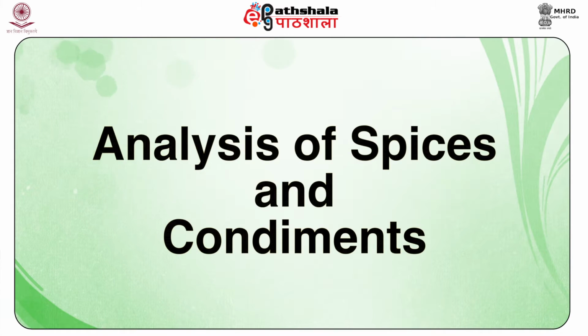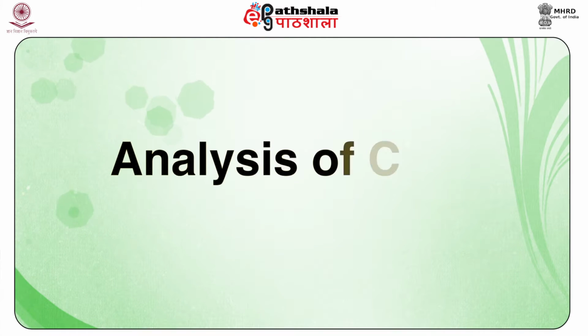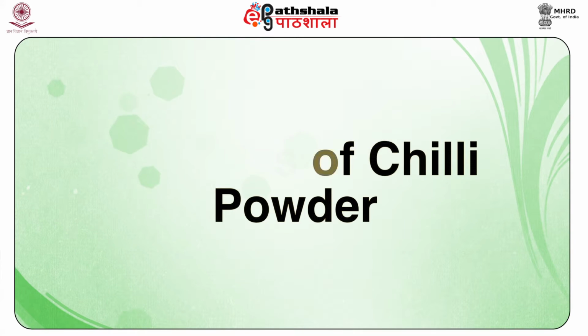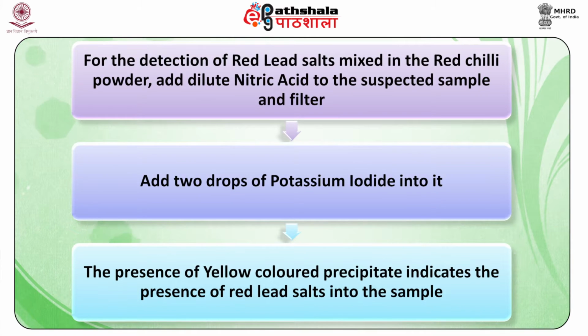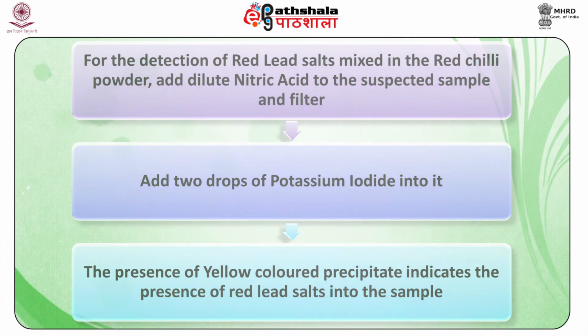Analysis of spices and condiments. In this, the analysis of chili powder. For the detection of red lead salts mixed in red chili powder, dilute nitric acid is added to the suspected sample and filtered. 2 drops of potassium iodide are added to it. The presence of a yellow colored precipitate indicates the presence of red lead salt in the sample.